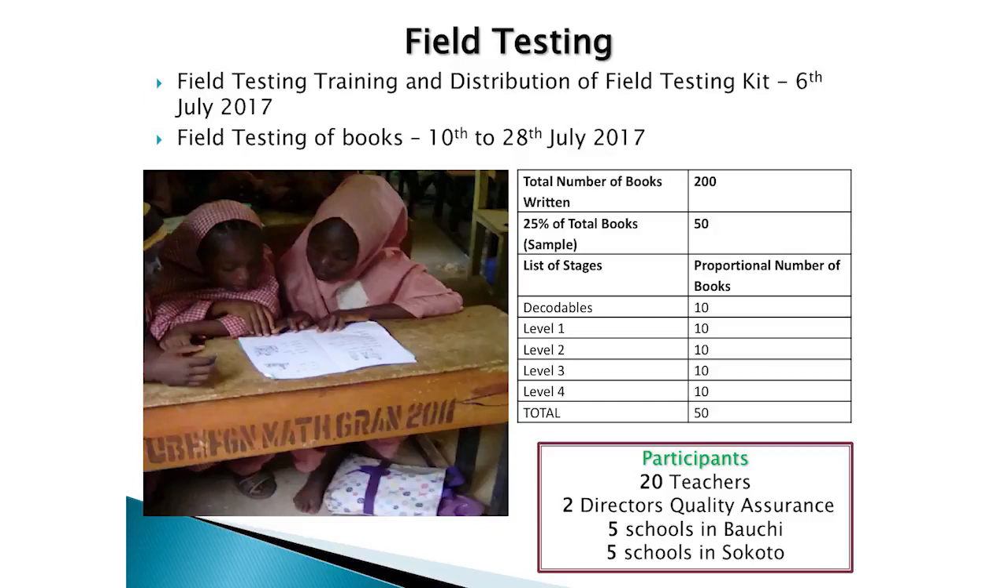For the sample, we took 25% of our books, which were 50 books, and this is the distribution, decodables and levels chosen proportionally so that we could make sure that we're testing samples across levels.